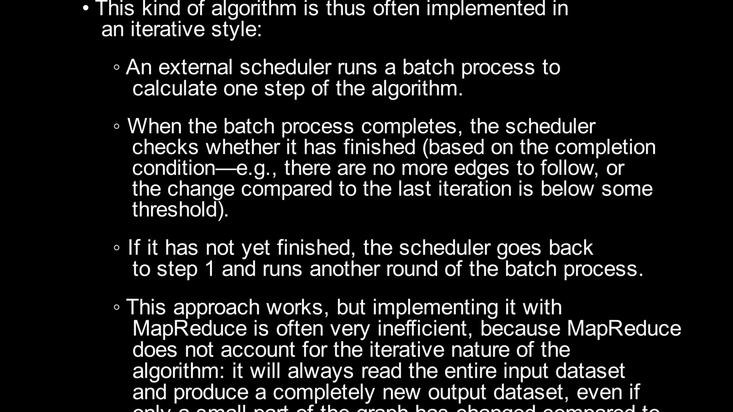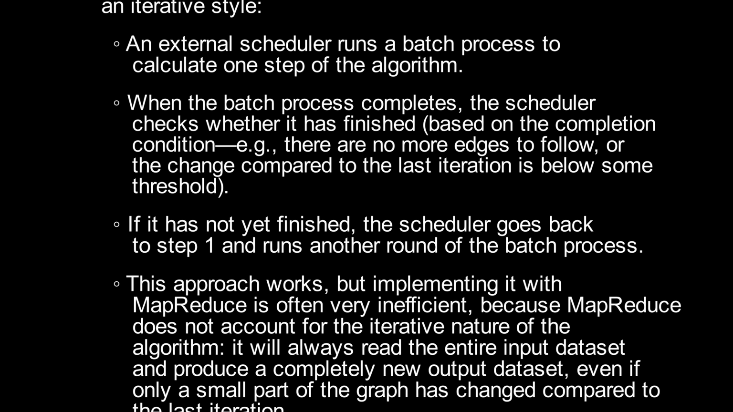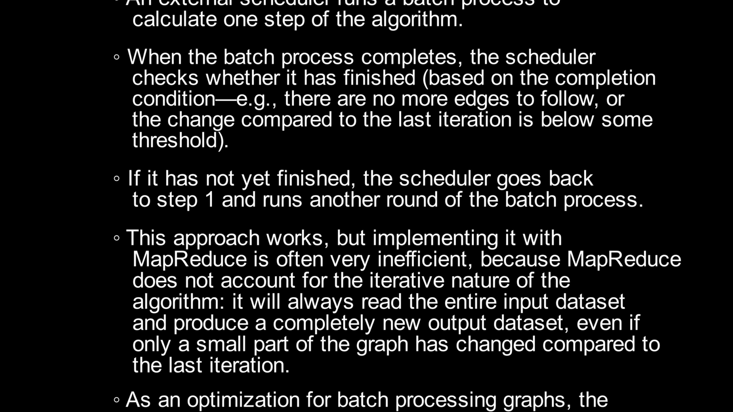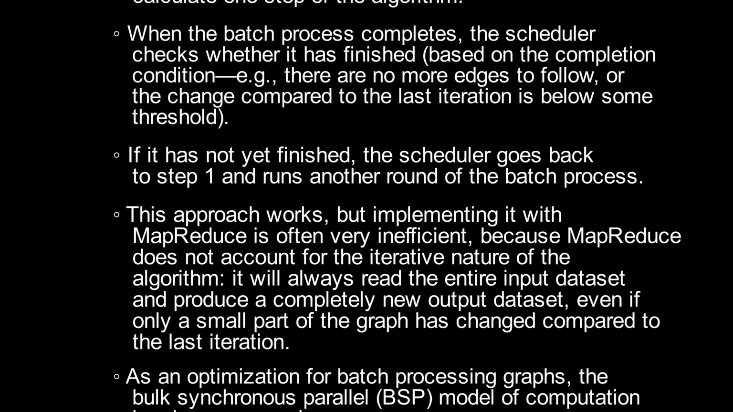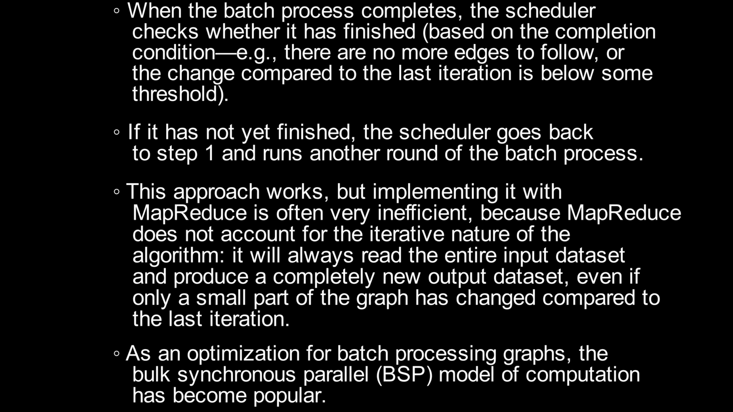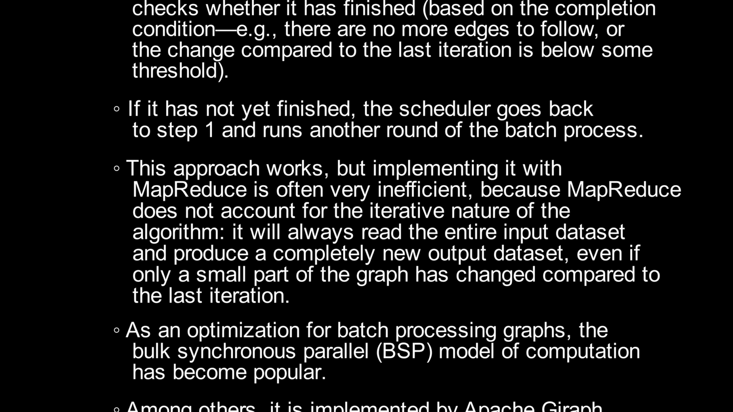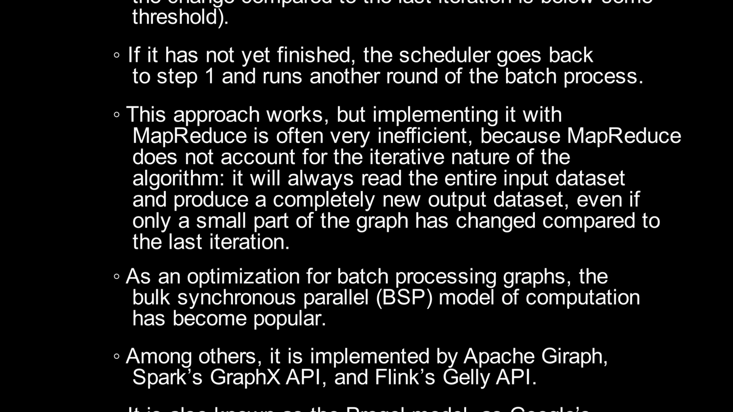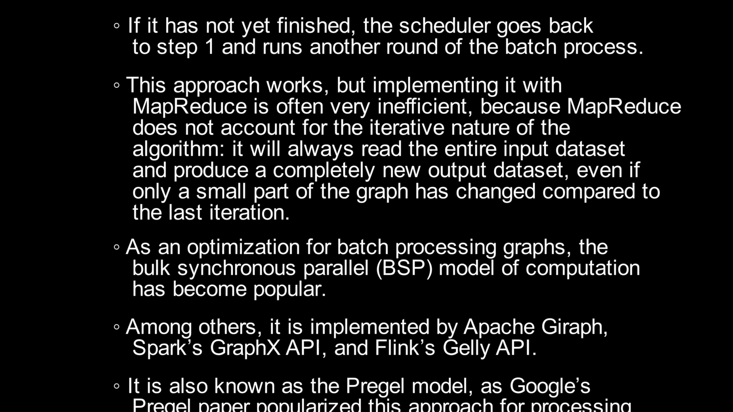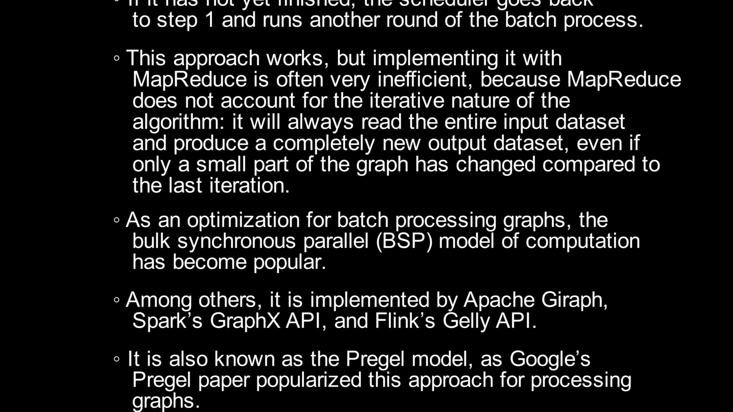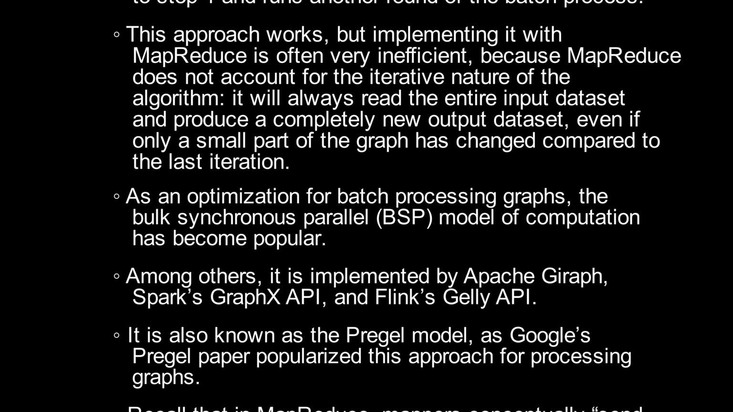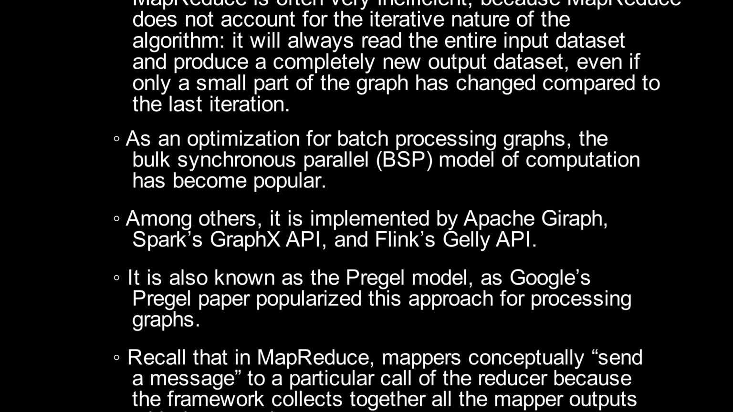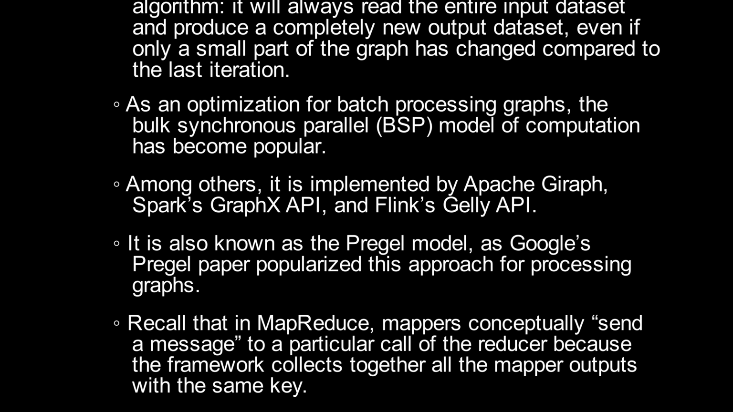This approach works, but implementing it with MapReduce is often very inefficient, because MapReduce does not account for the iterative nature of the algorithm. It will always read the entire input dataset and produce a completely new output dataset, even if only a small part of the graph has changed compared to the last iteration. As an optimization for batch processing graphs, the bulk synchronous parallel (BSP) model of computation has become popular. Among others, it is implemented by Apache Giraph, Spark's GraphX API, and Flink's Gelly API. It is also known as the Pregel model, as Google's Pregel paper popularized this approach for processing graphs.